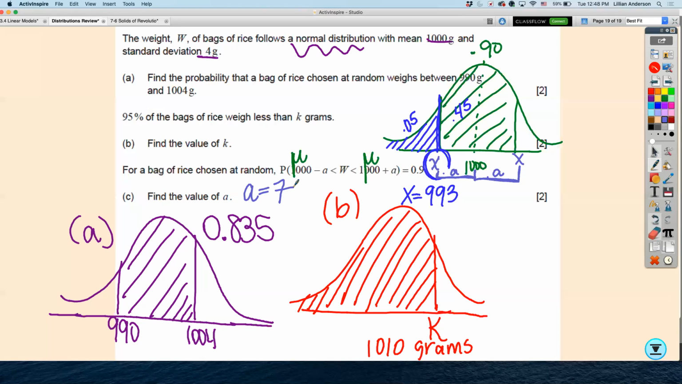Which means that other upper value will probably be 1,007. And you can always test that.